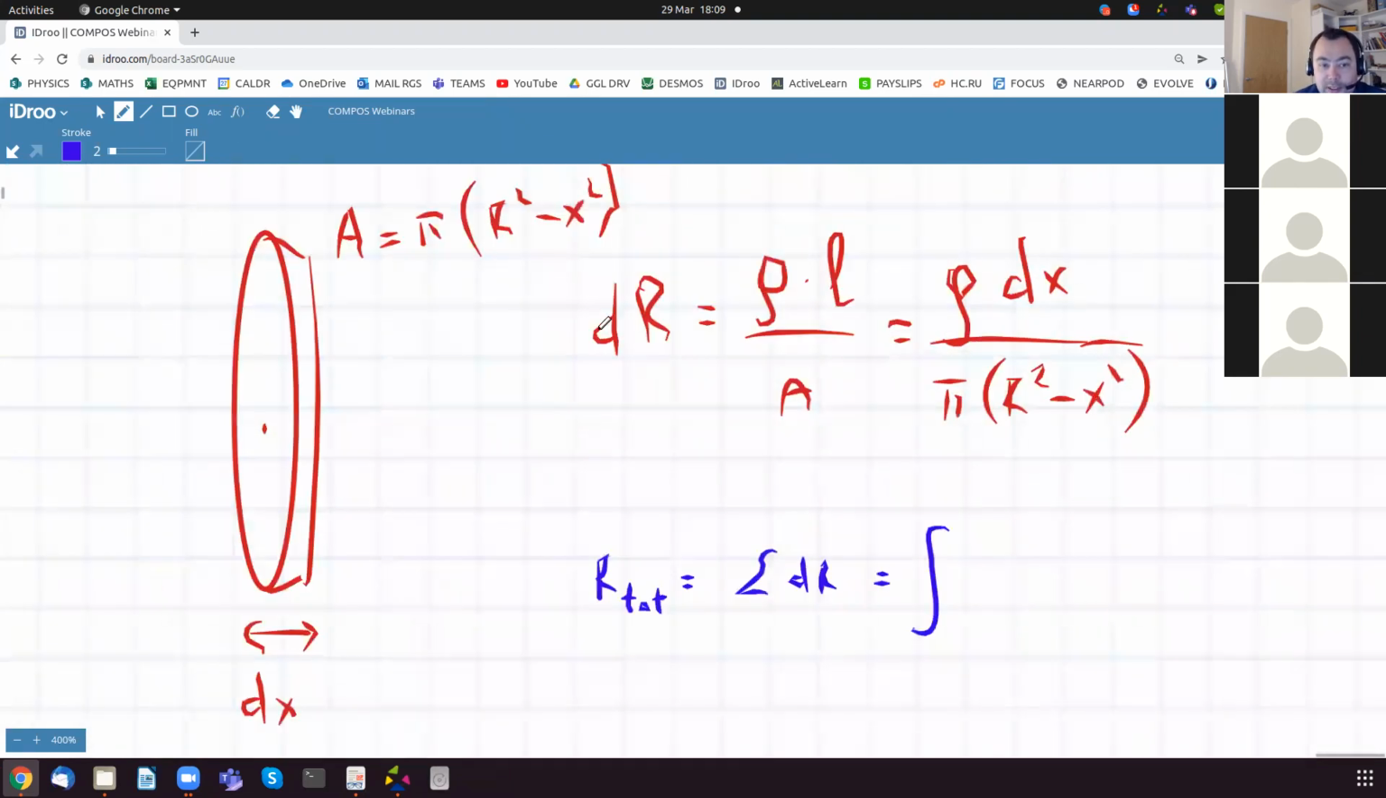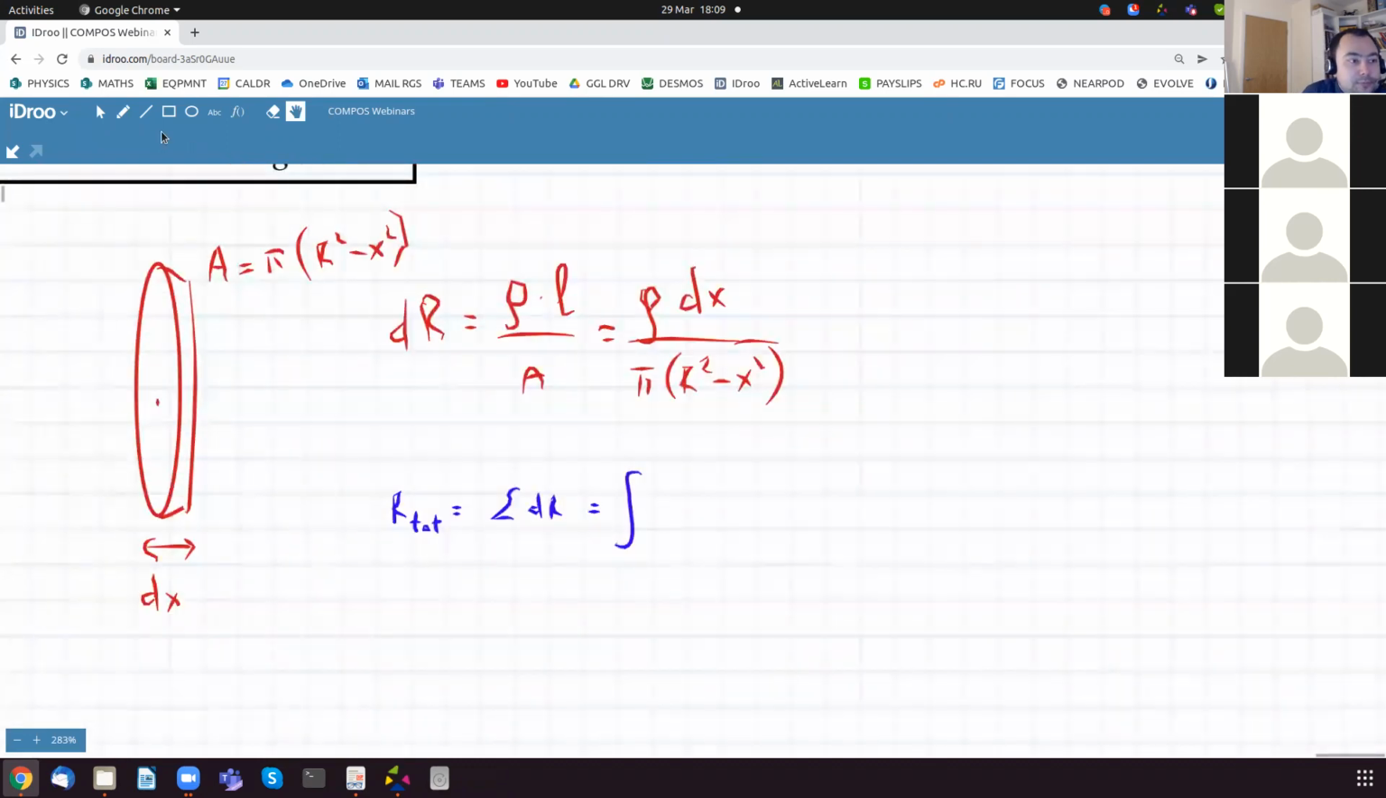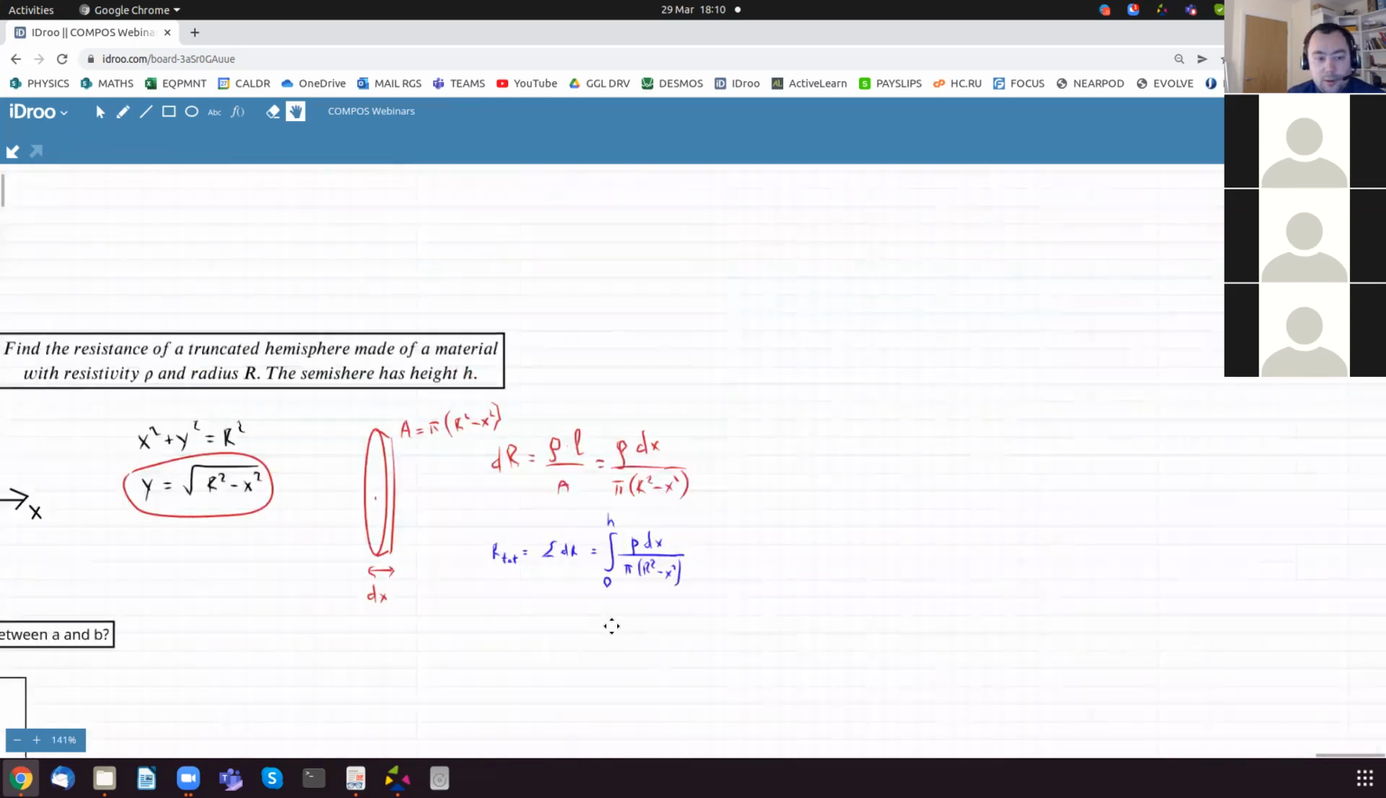We need to integrate this bit, and it's the integral of rho dx divided by pi r squared minus x squared. The variable of integration is x, so x changes from 0 to h.